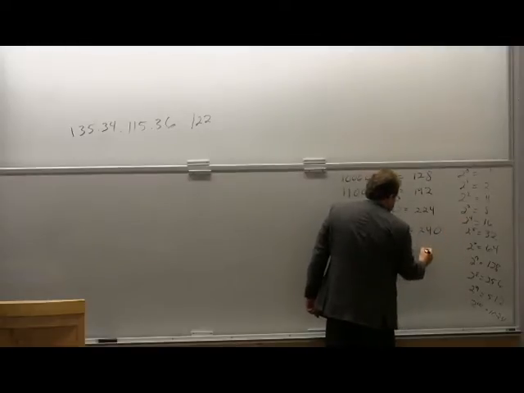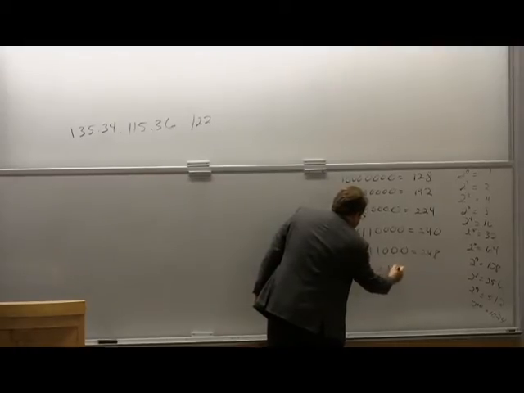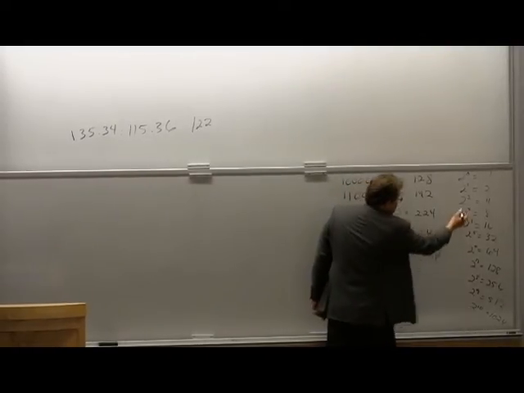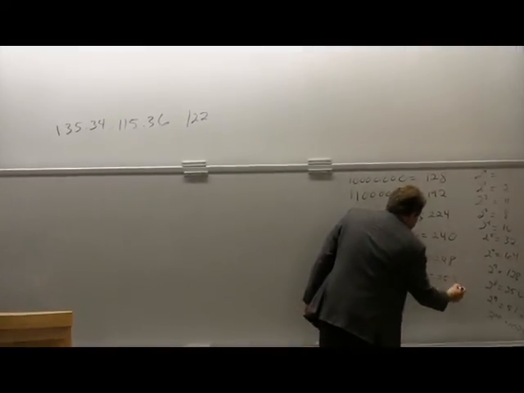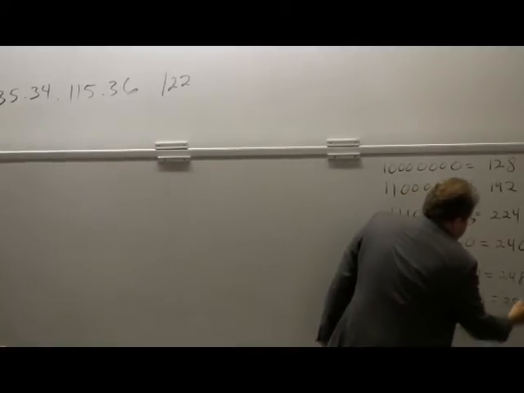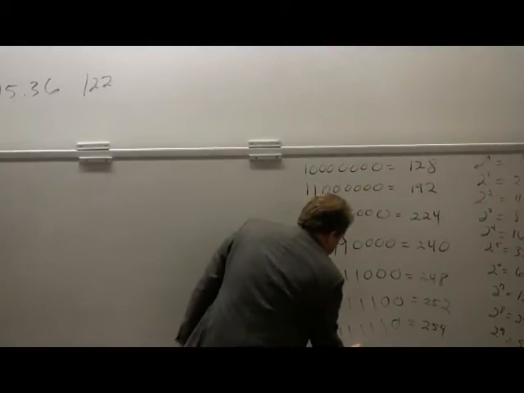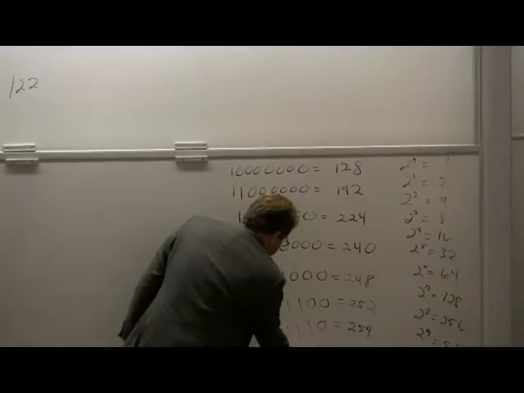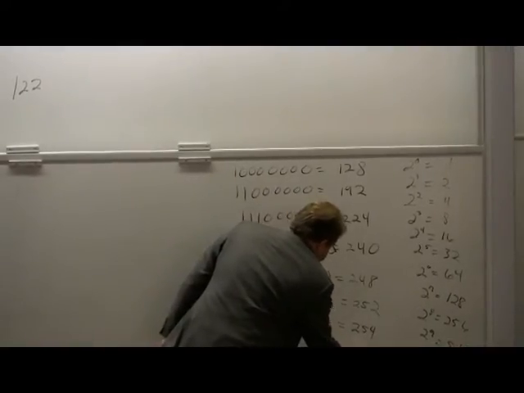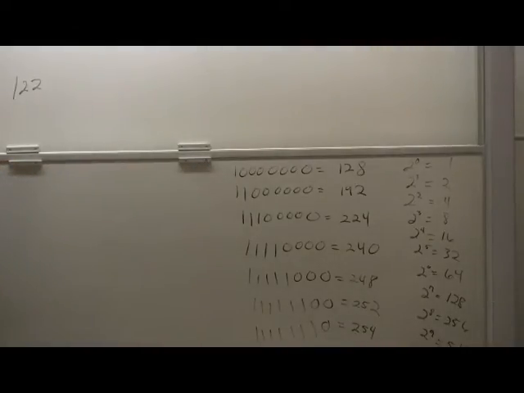That's going to be 8, so 248. Plus 4, 252. Plus 2, 254. And if they're all on, 255. Okay, I got my chart. We've got our problem. What's the next step?